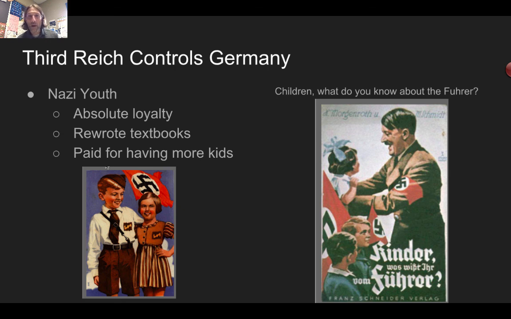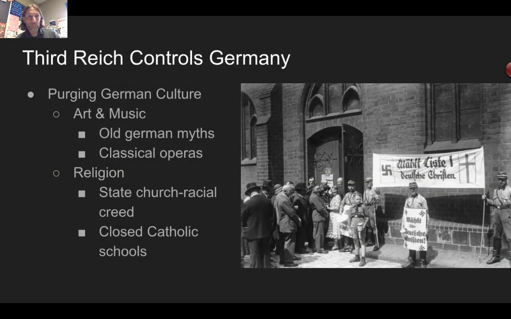And so on the right is a book called Children, What Do You Know About the Fuhrer? And so it's going to talk about how wonderful Hitler is and how great he is, and almost create and turn him into a godlike figure.